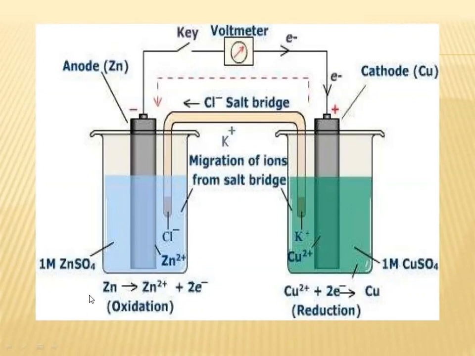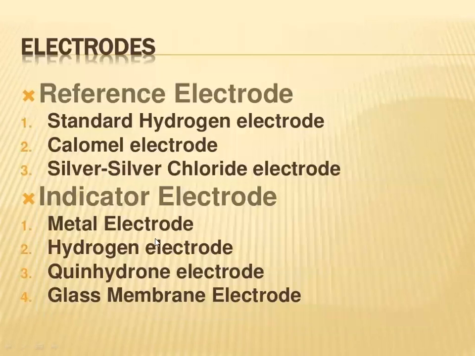Here zinc is losing electrons, so this is oxidation. Copper is accepting electrons, so this is a reduction, and migration of ions is taking place through the salt bridge. In this circuit, the flow of electrons will take place from anode to cathode. Whatever potential difference is generated, we are going to measure with the help of a voltmeter.